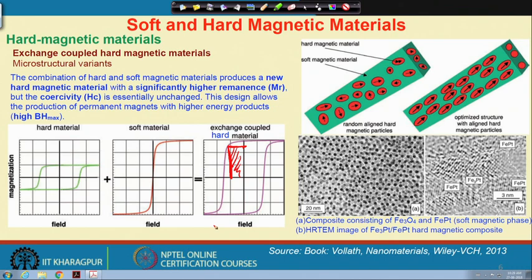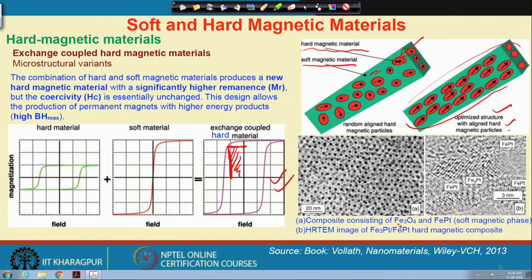So, yes, we have several examples I would like to show you. These red color domains are the hard magnetic domains, and the green matrix is the soft magnetic material. Now, they are randomly oriented, randomly aligned hard magnetic particles. However, we can optimize the structure with aligned hard magnetic particles in such a way, and we can produce a resultant exchange coupled hard magnetic material.